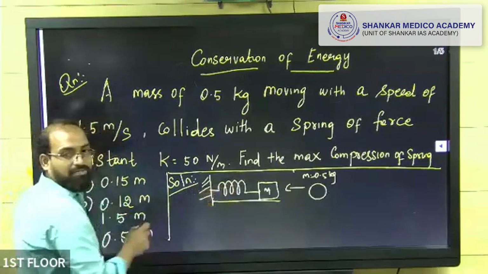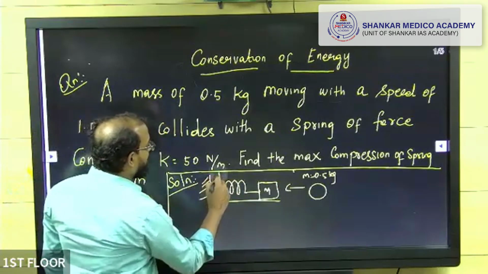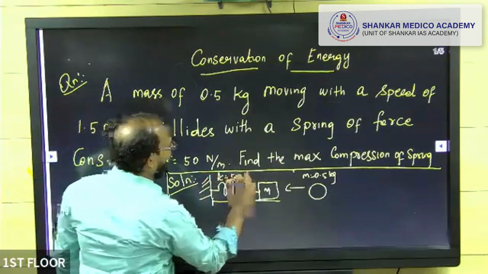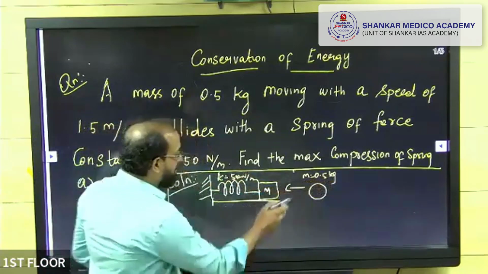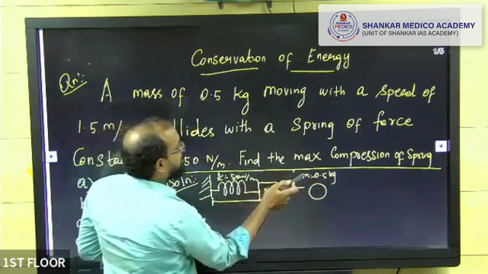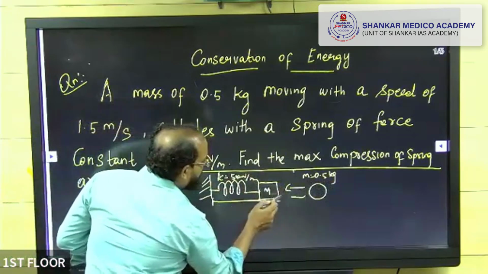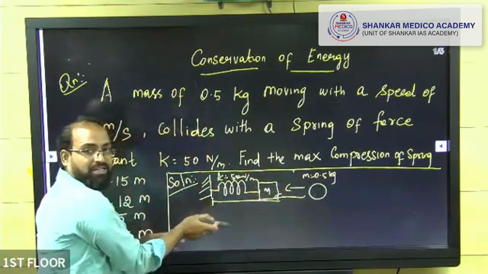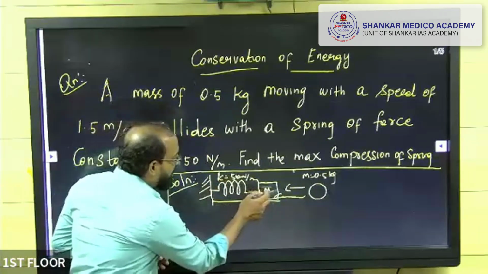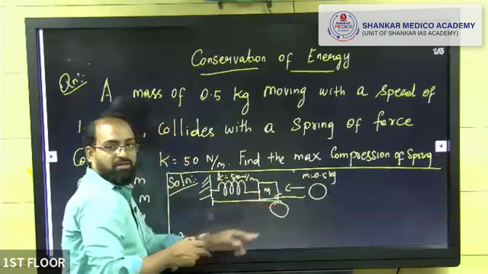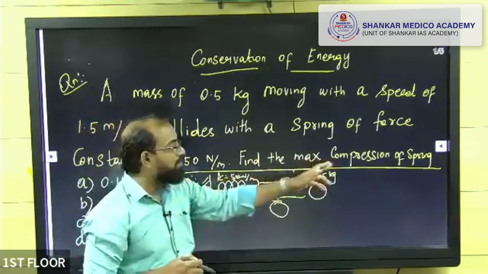So there is a spring mass system. The spring has a spring constant k equal to 50 Newton per meter, and a ball of mass 0.5 kilogram is coming towards this spring mass system with a velocity of 1.5 meter per second. When it collides with the spring mass system, initially the system is in its natural state, that means it is at rest. When it collides, the ball comes to rest. After that, the spring will go for some compression. In this question, they ask you to find the compression.